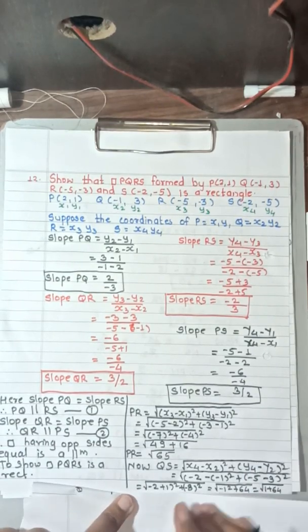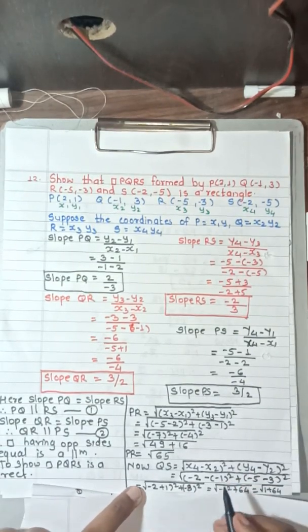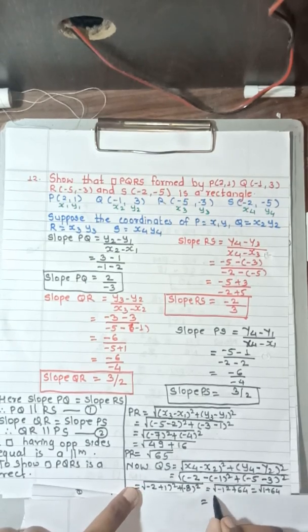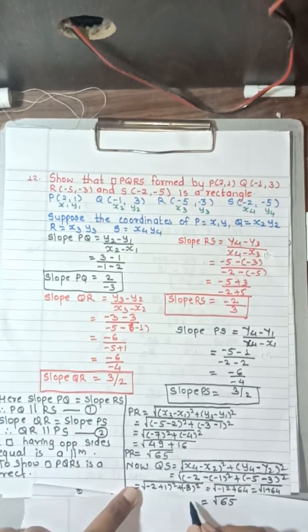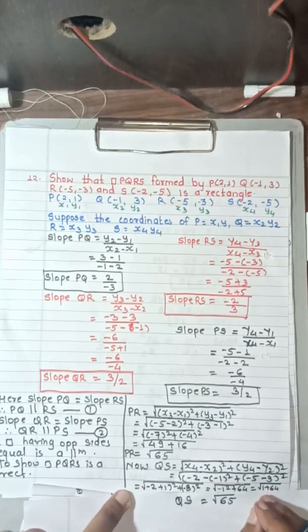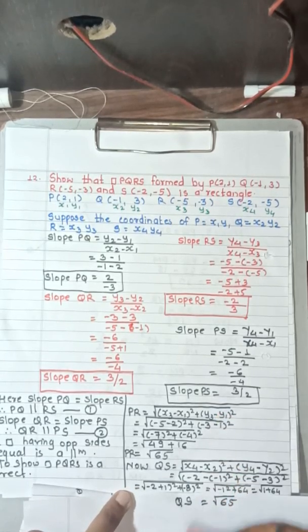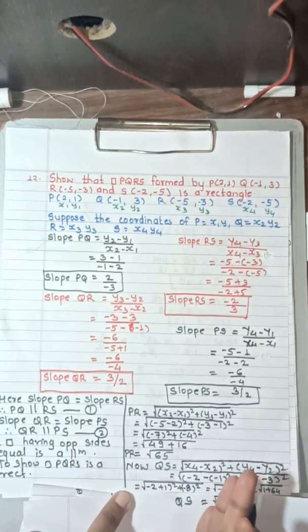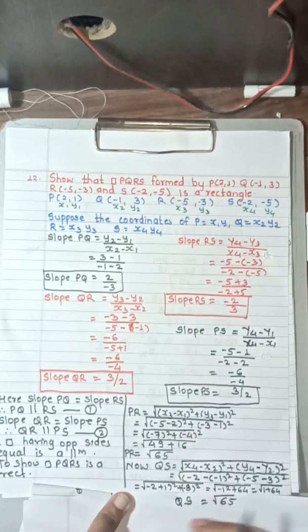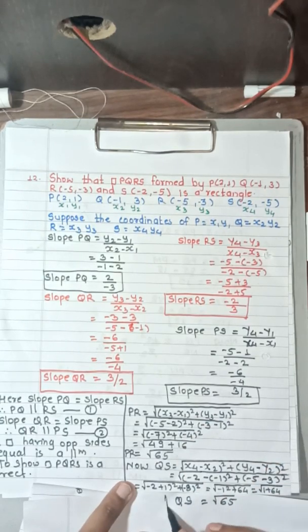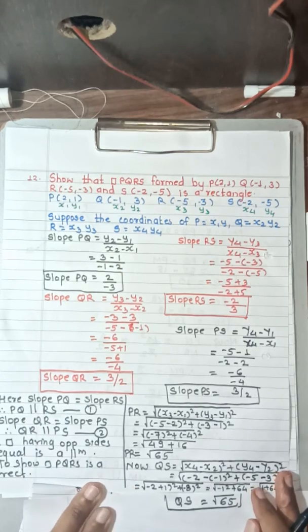Okay, in this way, just try to understand, children. So that will be equal to root 65. Okay, so QS is equal to root 65. When opposite sides of the rectangle are equal, and from this property you can say that quadrilateral PQRS is a rectangle. Okay, so see, I did not have space to write this. Just note it down in your notebook. Take a screenshot and note it down in your notebook.